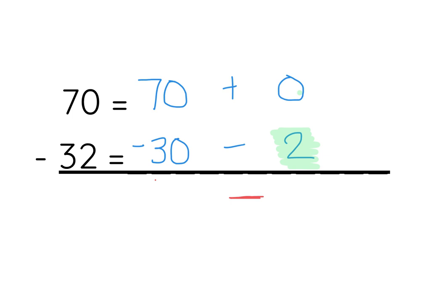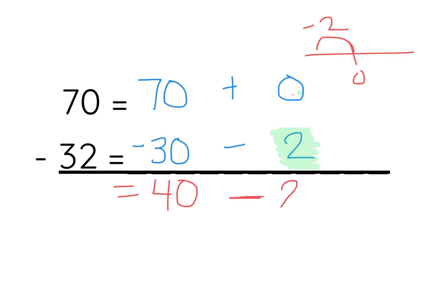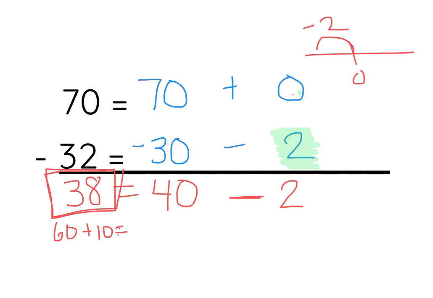70 minus 30 equals 40. 0, well, I'm starting at the 0 on my number line right there, and I'm going to subtract 2, so I end up at negative 2. 40 minus 2 equals 38. This one is super easy to check because 30 plus 30 equals 60, and 8 plus 2 equals 10. So there's your 70. Great.